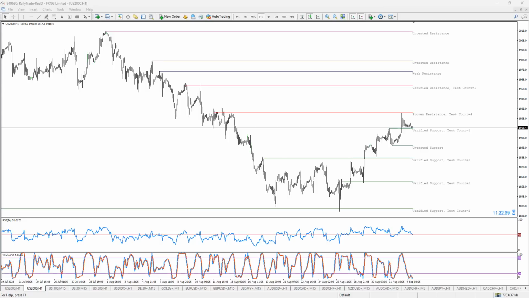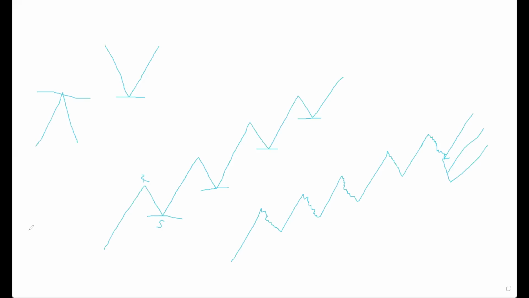There is what? Impulse, and there is what? Retracement. This is an impulse. This is the retracement. The impulse is always kind of smooth. The retracement is always kind of scattered. Impulse, retracement, impulse, retracement, impulse, retracement. This is the area where you should be looking to buy. Here, here, here, right? Okay.